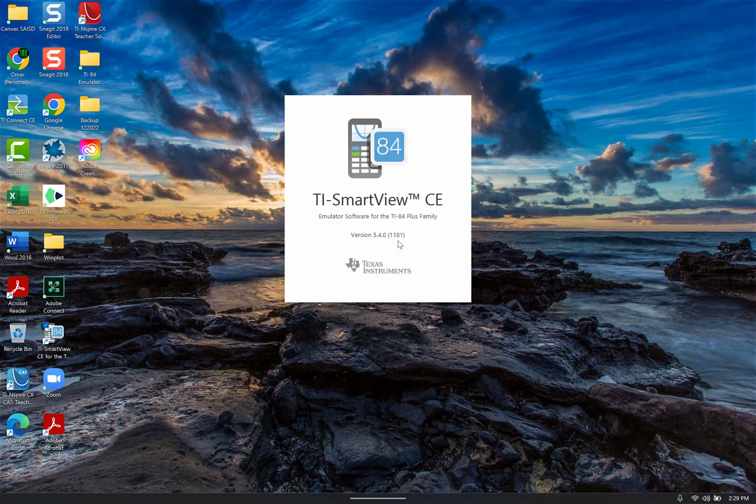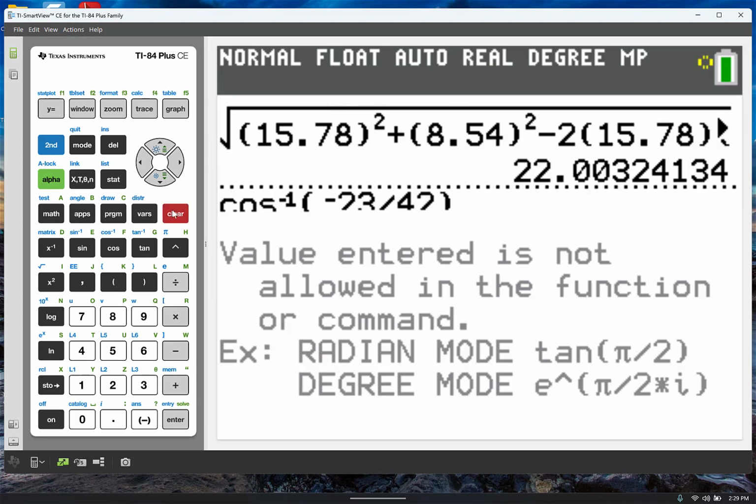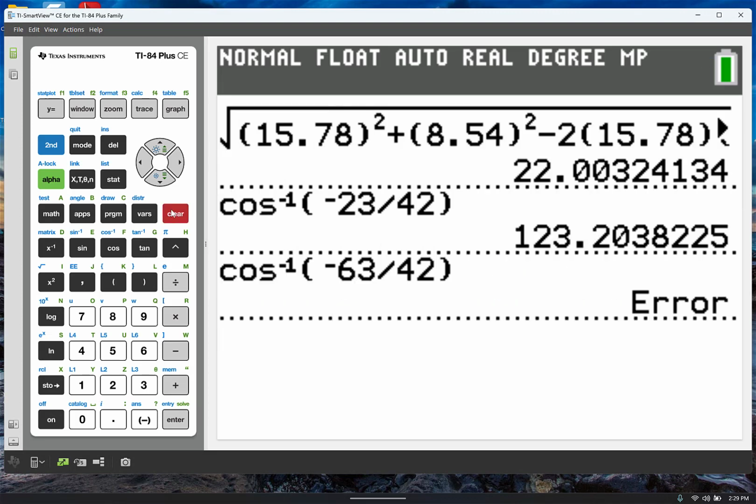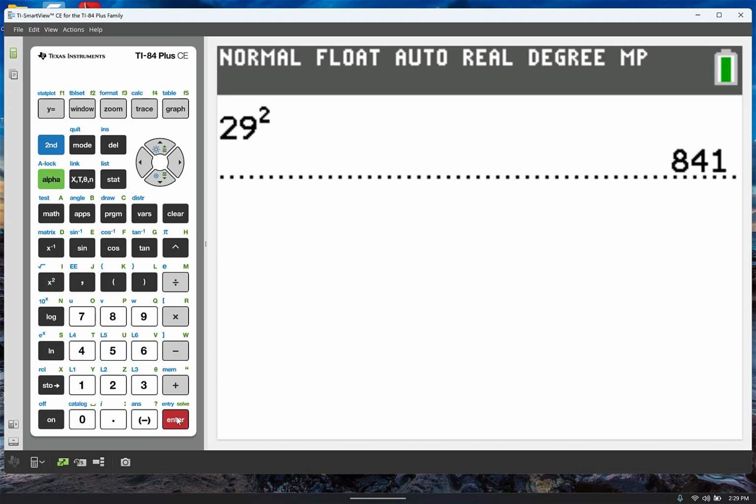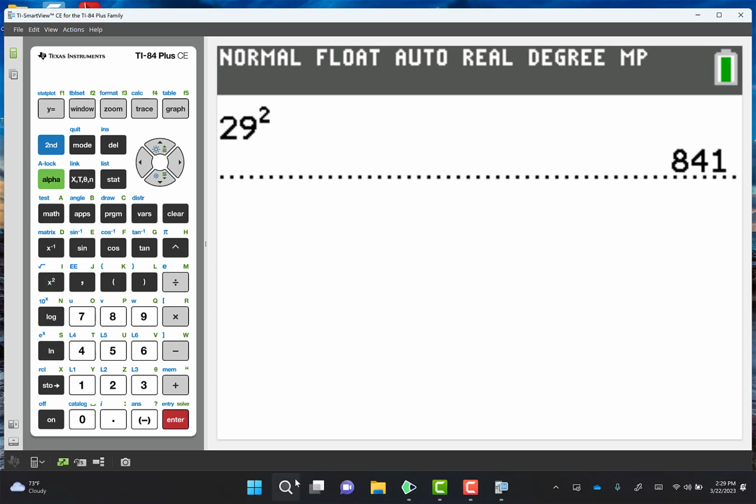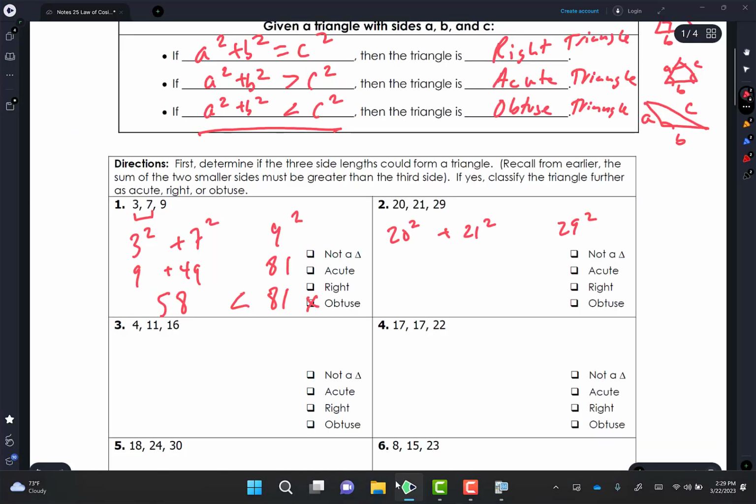Come on, buddy, hurry up. I should have done this earlier, sorry. I'm going to do the 29 squared first. So 29 squared. Oh, look, I have a whole bunch of junk in there. 29 squared is 841. So I type 841 down here.